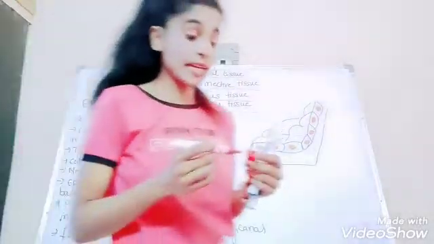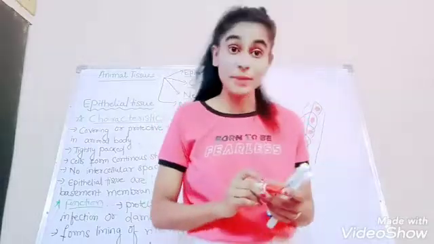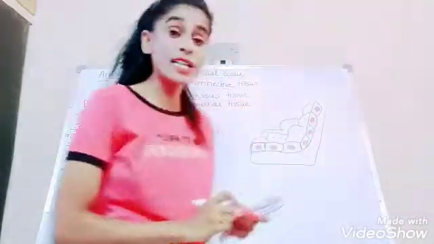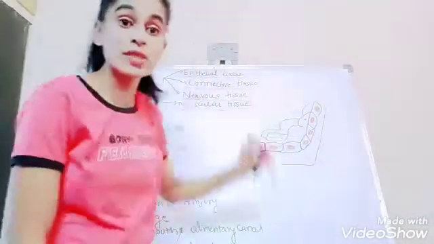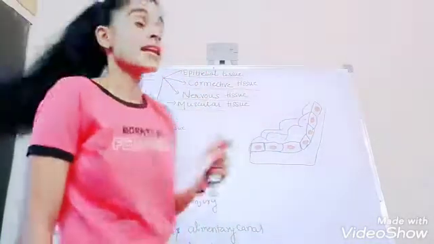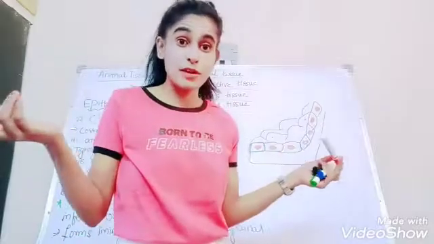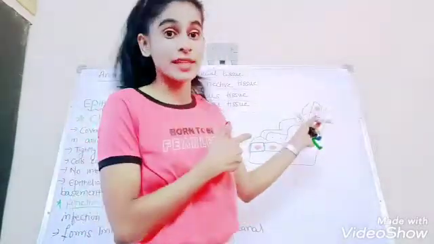How many types of animal tissues do we need to learn? 4 types. The first one, epithelial tissues. The second one, connective tissues. Third one, nervous tissues. And the fourth one, muscular tissues. One by one, we will cover all of these.